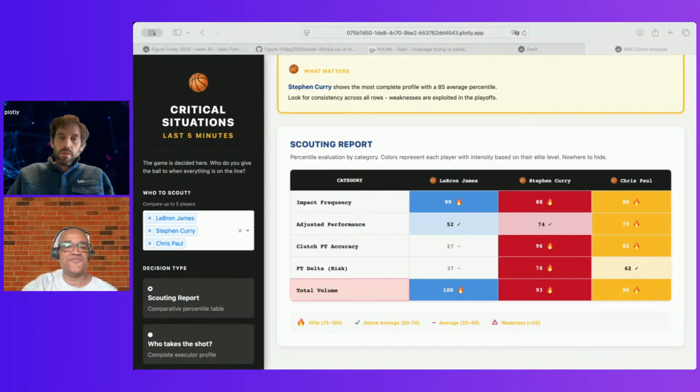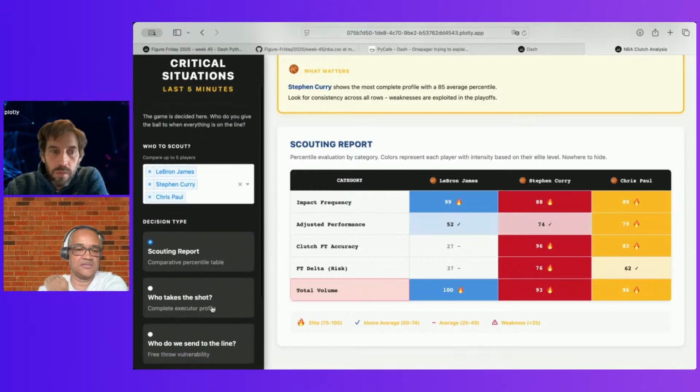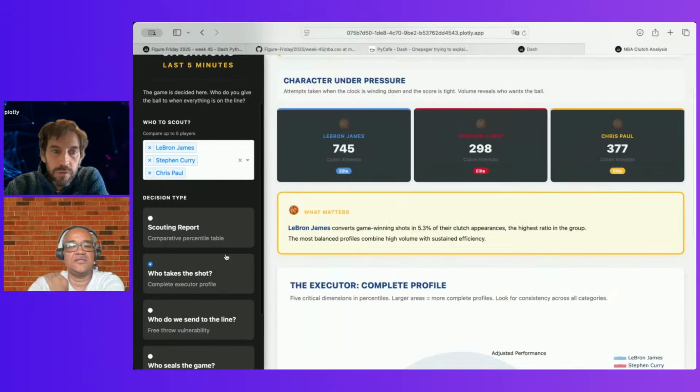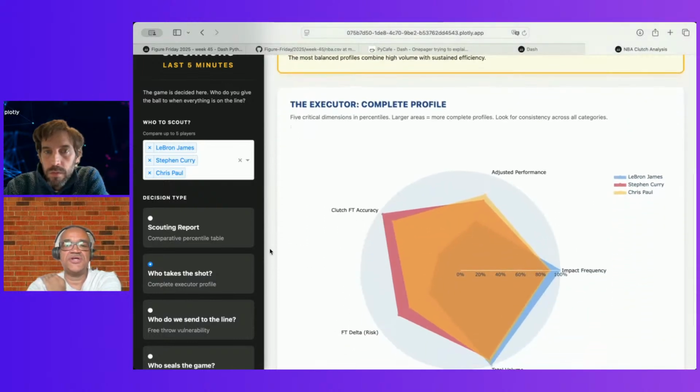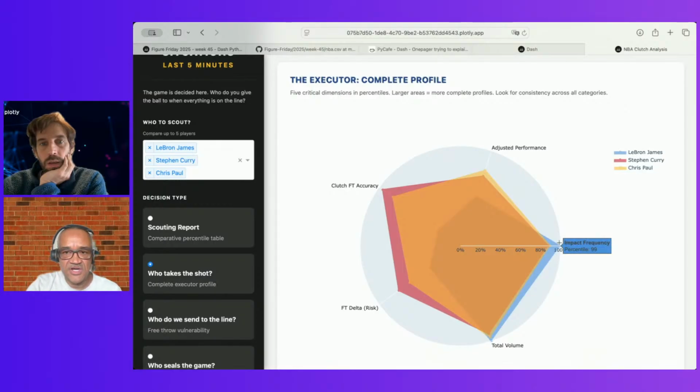Overall, in the first scouting report I see the percentile evaluation by category. I see that Stephen Curry, as the numbers show, is the first better option. Then we select who takes the shot, the complete executor profile. Here I put a radar chart comparing all 5 critical dimensions; the largest area is the more complete profile.